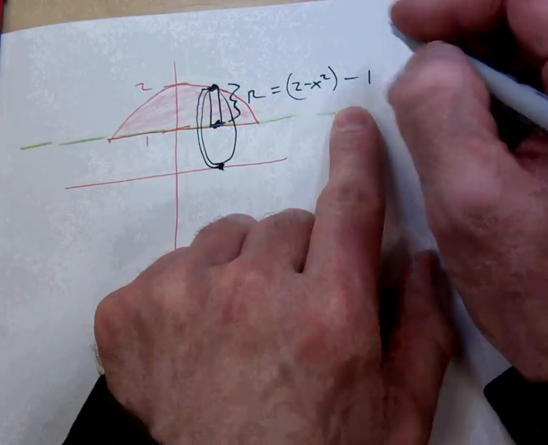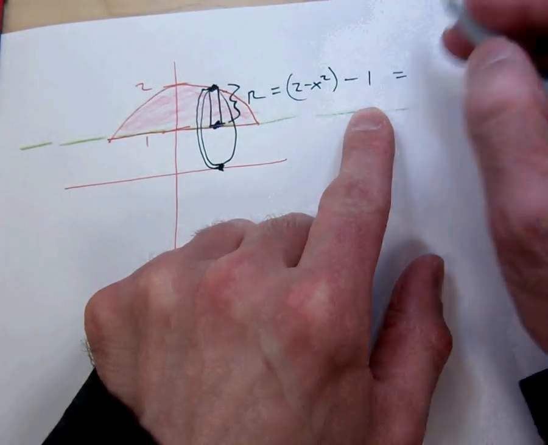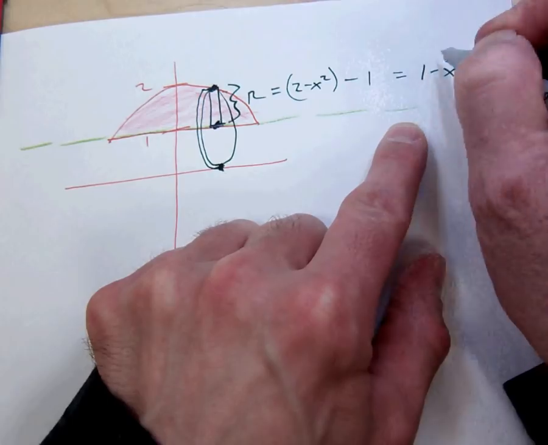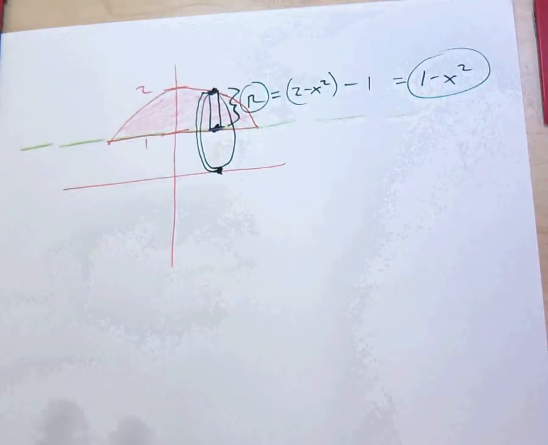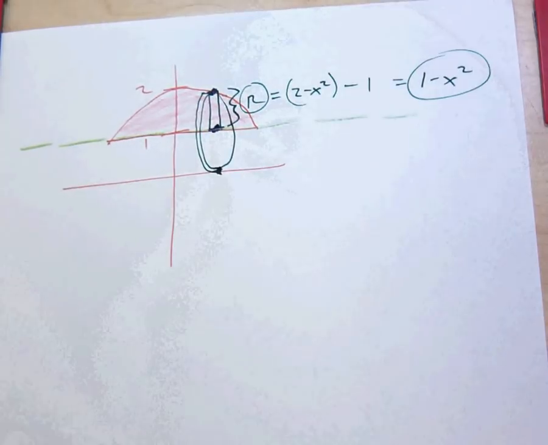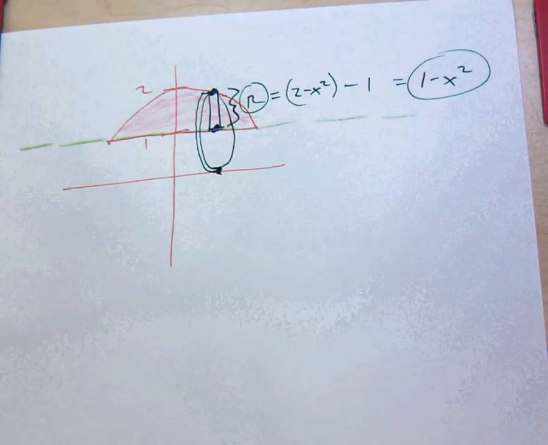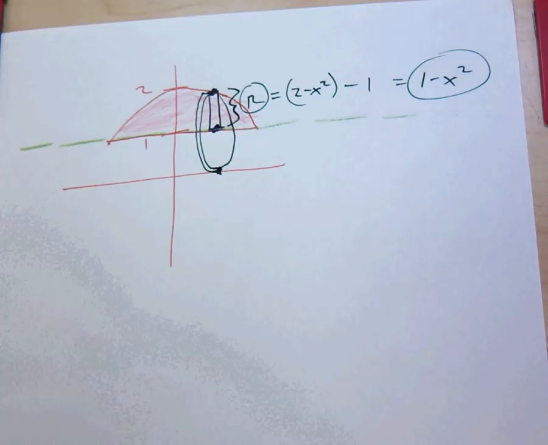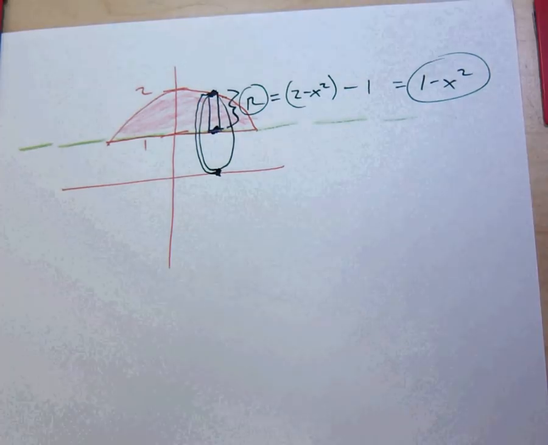And by the way, I can simplify that to 1 minus x squared. Okay, so that's going to give me the radius in general from here to here, of one of those disks. Are you with me? That's the hard part. The rest is just plugging it into the formula and doing the integral. We're done with the hard part of the problem. You understand? Okay, so let's finish it now.